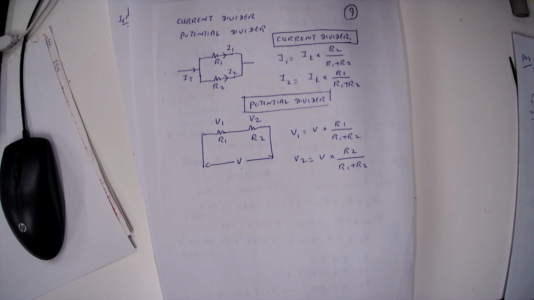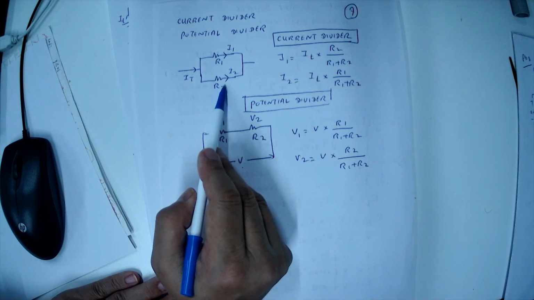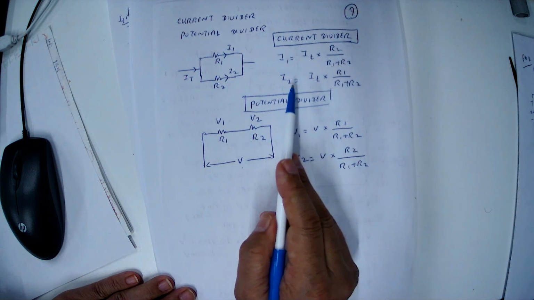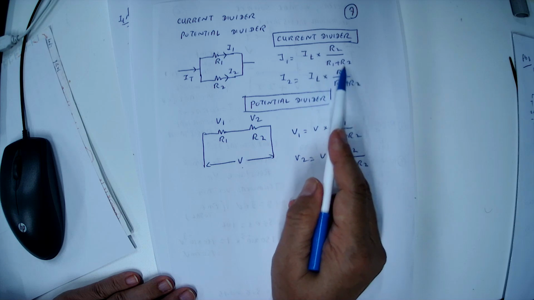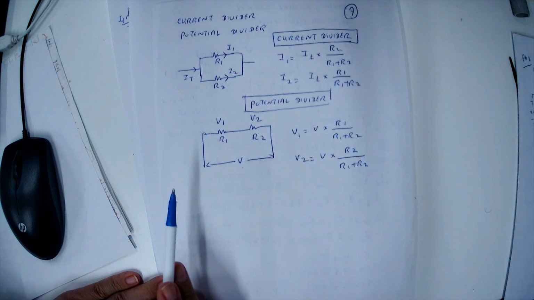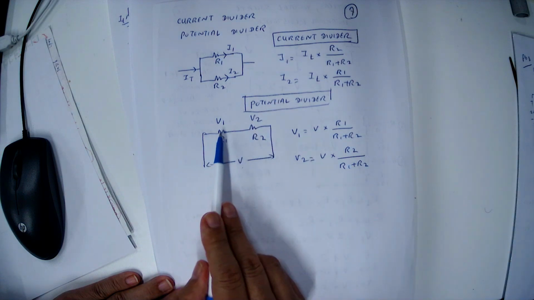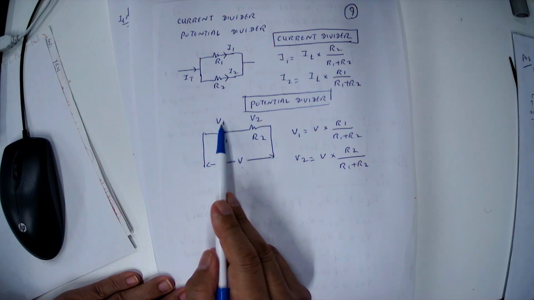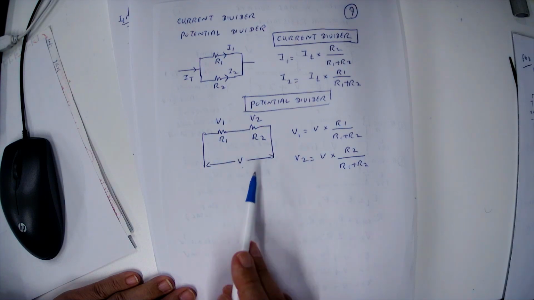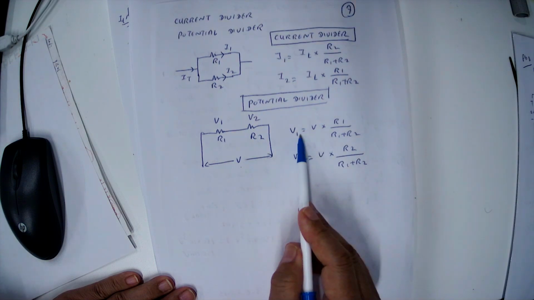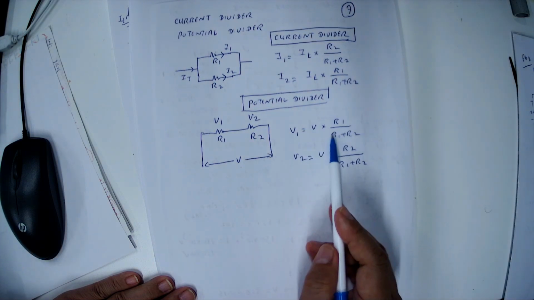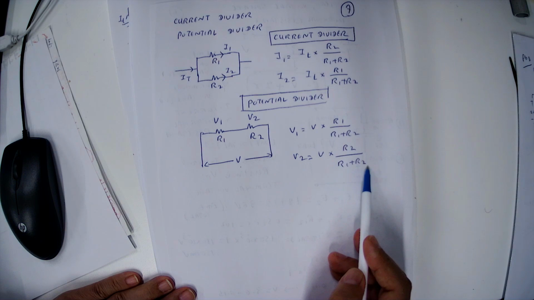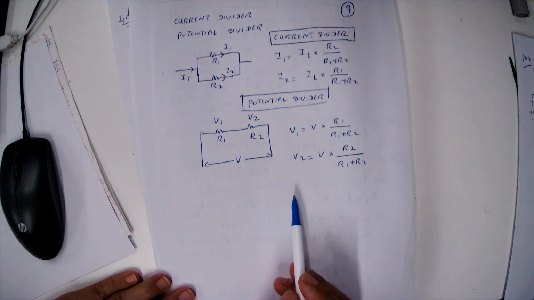Current divider theorem: the current I_T flowing into R1 and R2 in parallel. In this case, I1 equal to I total multiplied by R2 divided by R1 plus R2. Also, I2 equal to I total multiplied by R1 divided by R1 plus R2. This is the current divider equation. Potential divider: R1 and R2 are connected in series across the voltage. The terminal voltage is V. The voltage drop in R1 is V1, and the voltage drop in R2 is V2. V1 can be calculated as V multiplied by R1 divided by R1 plus R2. V2 can be calculated as V multiplied by R2 divided by R1 plus R2. Those are the current and potential divider theorems.